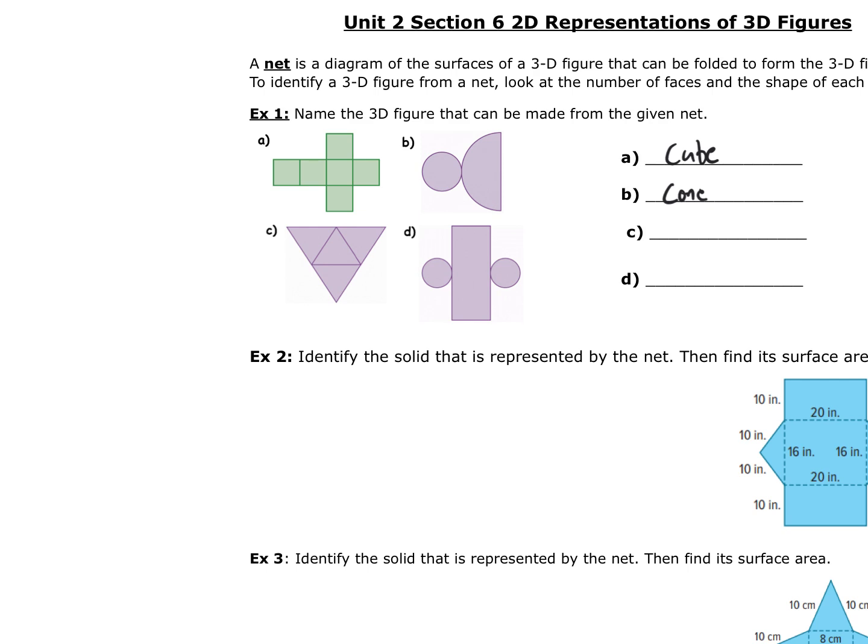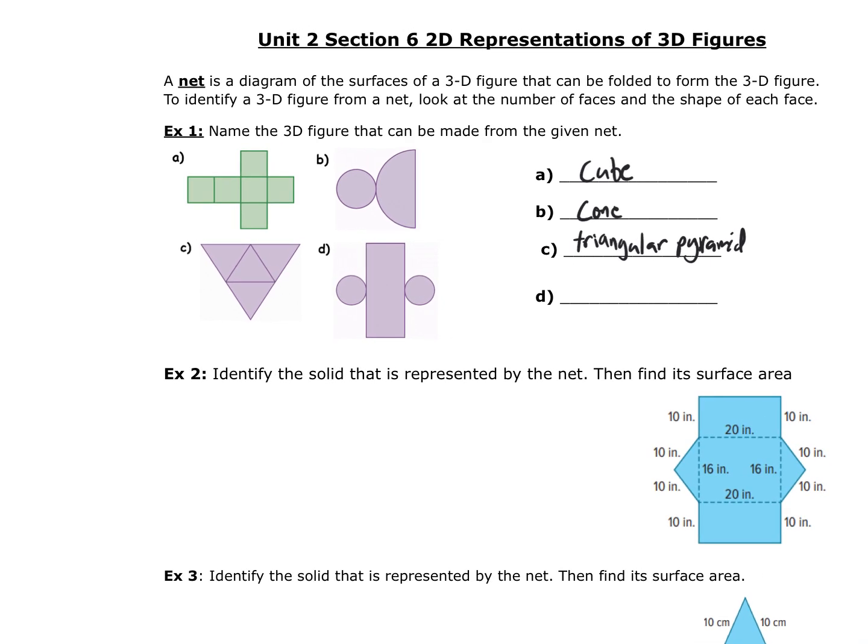C is a pyramid. It's going to fold to a pyramid. The 3 triangles on the outside fold up to a point at the top. And specifically, that's a triangular pyramid because the base of the pyramid is a triangle itself. And then D is going to form a cylinder.